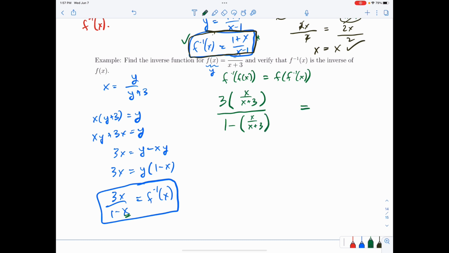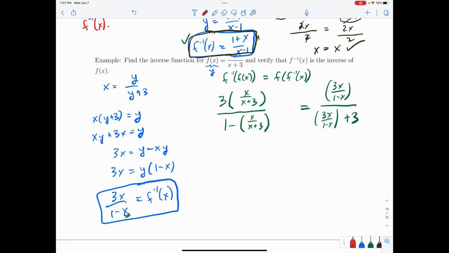And I want to show that that is equal to, now I'm going to go the other direction. So I'm going to input the inverse into the original function. The original function has an x in the numerator, so I'm going to put 3x over 1 minus x in the numerator, divided by 3x over 1 minus x plus 3. So I need to show that these are equal to each other.